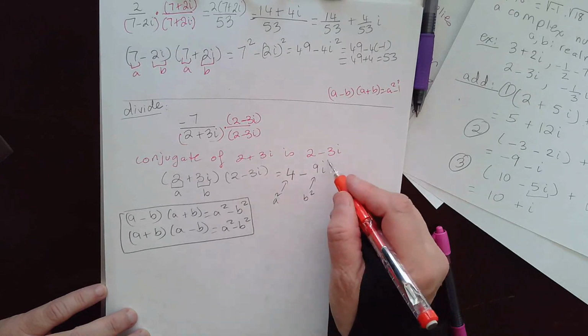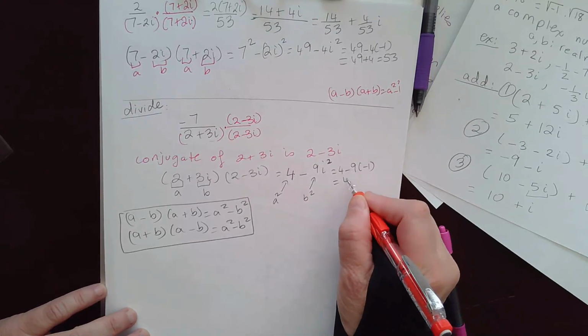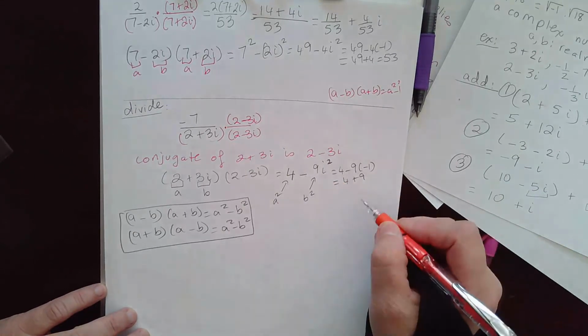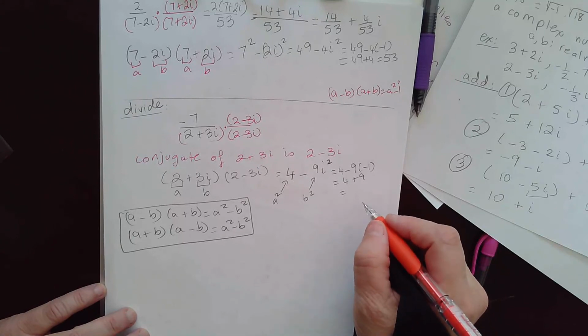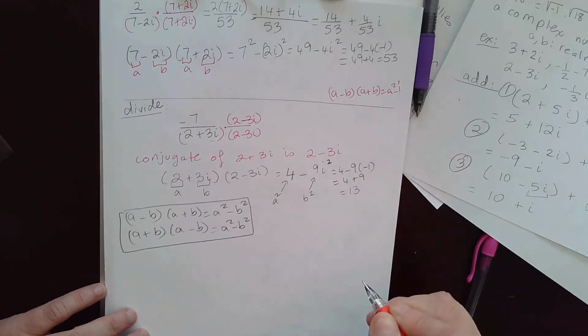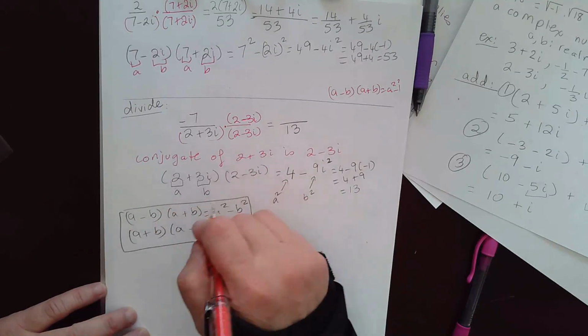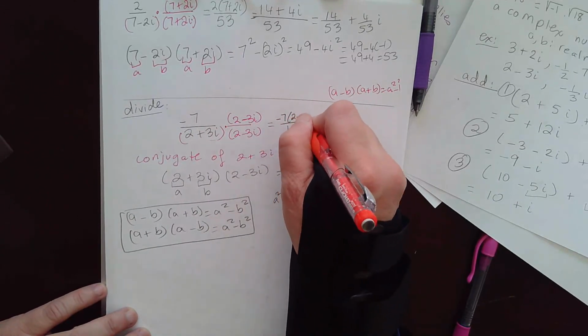That's 9i squared. So that gives us 4 minus 9 times -1, which is 4 plus 9. You may recognize this as a negative times a negative, that's positive, so you may write it right away like that, plus 9. 9 plus 4 is 13. So the denominator immediately becomes 13. I just multiply them on the side. And here I have -7 times 2 minus 3i.